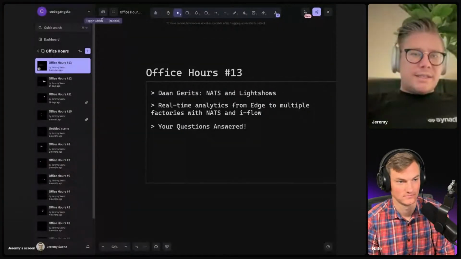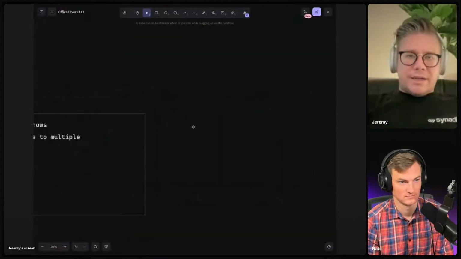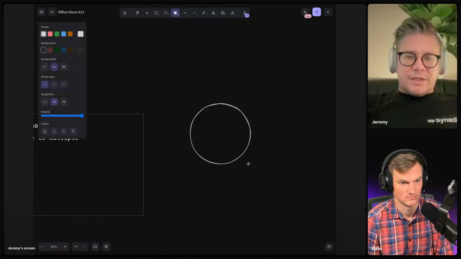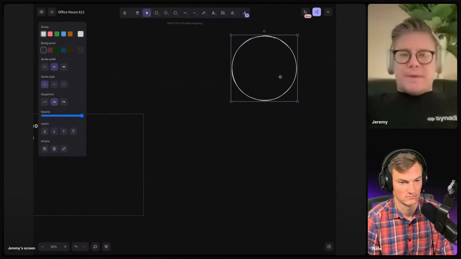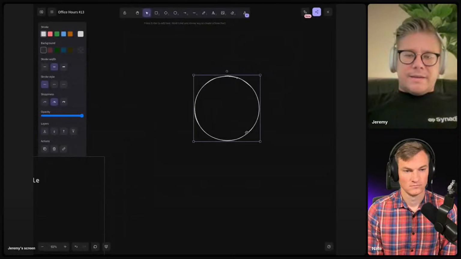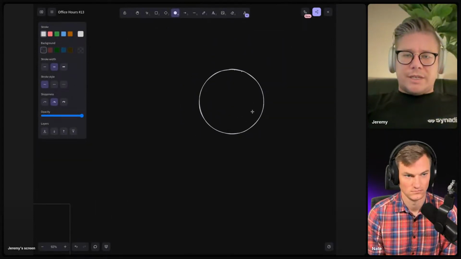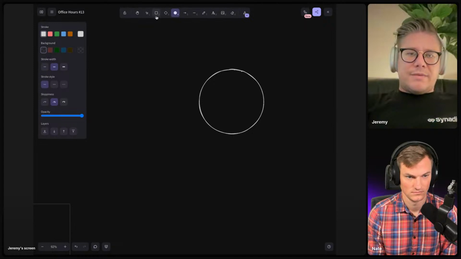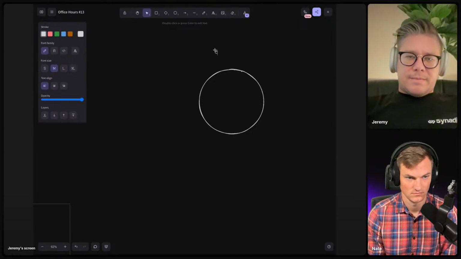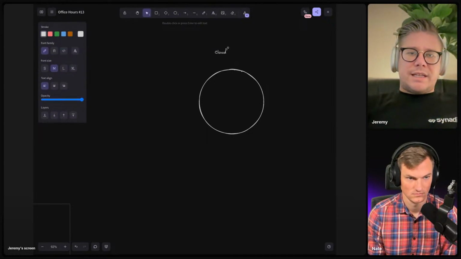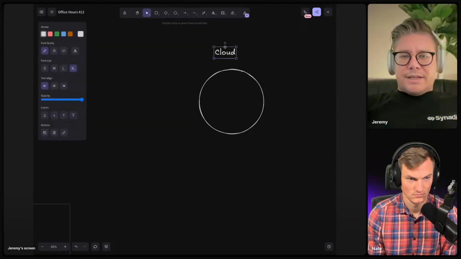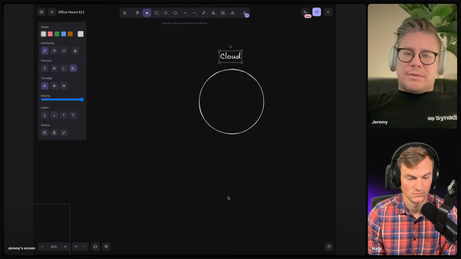Okay, so why is real-time analytics important for this kind of distributed multi-site setup? Well, imagine for a second that we're 5, 10 years in the past, where cloud is all the rage, and so you have the cloud over here. And everybody's telling you you need to move to cloud, because cloud is where all the cool kids are. It's where everything needs to be.